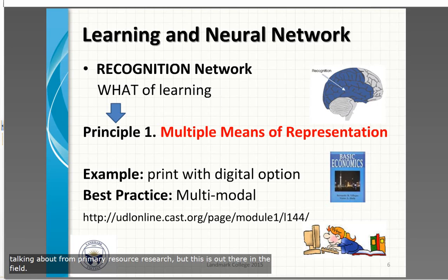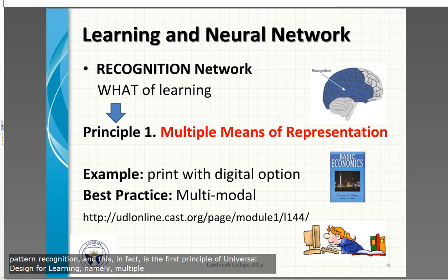So the first are the recognition networks. The recognition networks of the brain address the what of learning and help us identify and interpret patterns of stimuli from sound, taste, light, smell, touch, etc. So the question arises, what can instructors do to scaffold pattern recognition? Information that is presented in multiple ways can facilitate pattern recognition. And this, in fact, is the first principle of universal design for learning, namely, multiple means of representation.